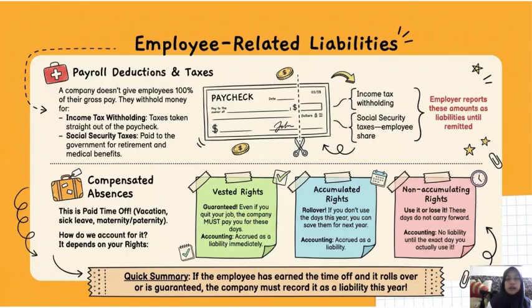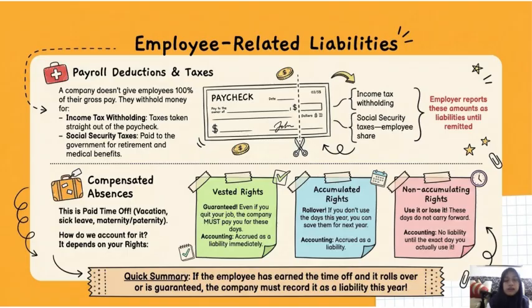So the second one is compensated absence. In simple terms, it is paid time off. It covers things like vacation days, sick leave, and maternity or paternity leave. But how does a company record this in accounting? Well, it depends on the employee's right. There are three types of rights shown in the sticky note.